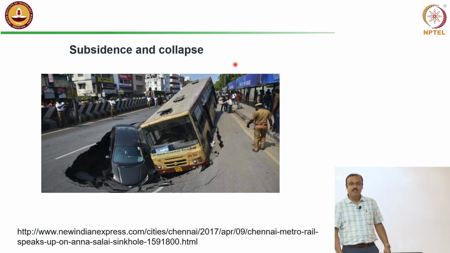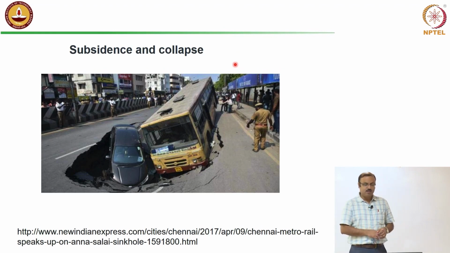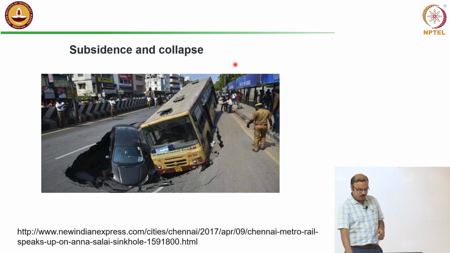This one is from Chennai. You see, this is called subsidence or collapse. This happened in 2017, I believe. It is taken from the newspaper itself. This is one of the major roads in Chennai, where metro rail works were going on below. Due to certain activities or metro tunnel drilling, there was a subsidence of the road, and then this car and the bus got all caved in.